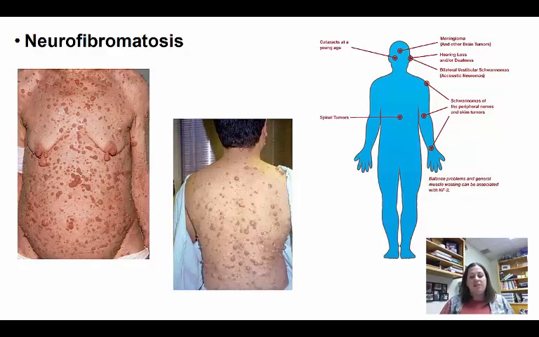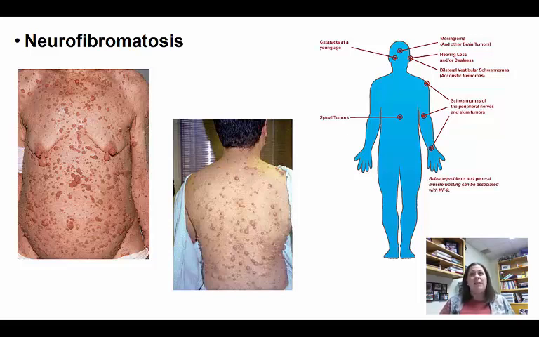With neurofibromatosis, these are neurogenic tumors. They're tumors that start to grow on the nervous system, on the nerves. This is a defect in chromosome either 17 or 22, and this is because there are two forms of this. Type 1 is subcutaneous lesions that start to develop underneath the skin.